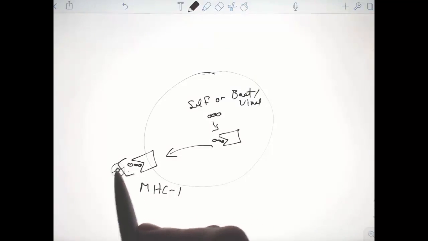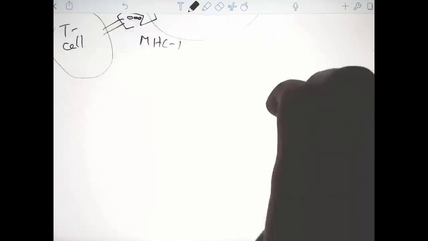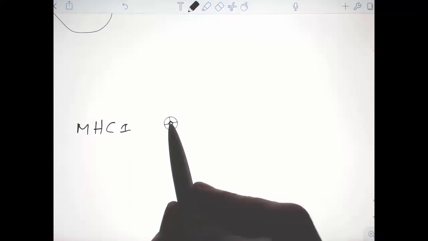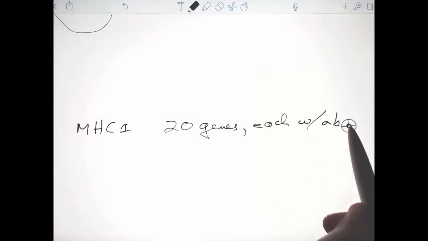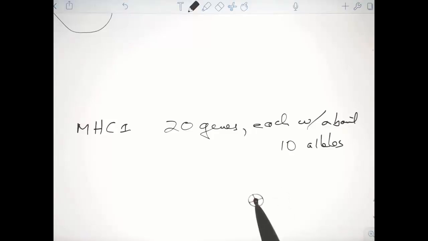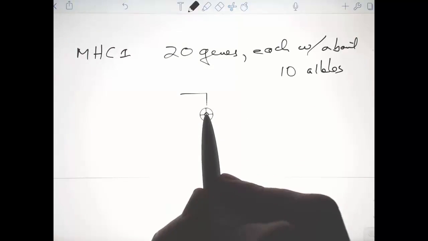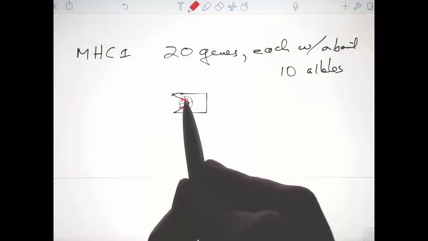And a T cell receptor on a helper or killer T can match that, and if it does, can be activated through mechanisms I've talked about elsewhere. But another important piece to this is that the MHC complex 1 involves 20 genes, each with about 10 alleles. That makes for a huge number of combinations, billions of possible combinations. And the variation occurs in a specific location of that T cell receptor. The variation occurs in this binding pocket.